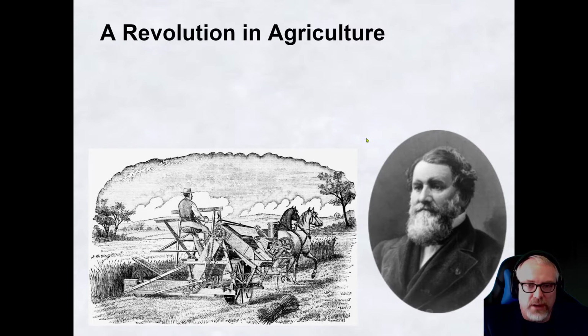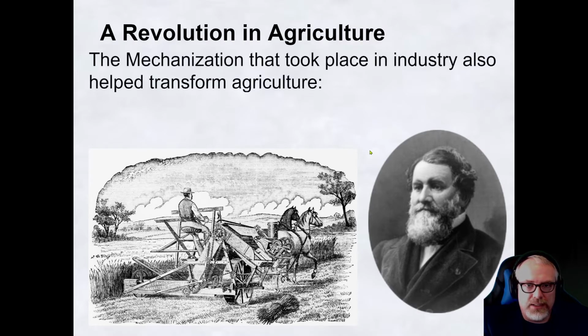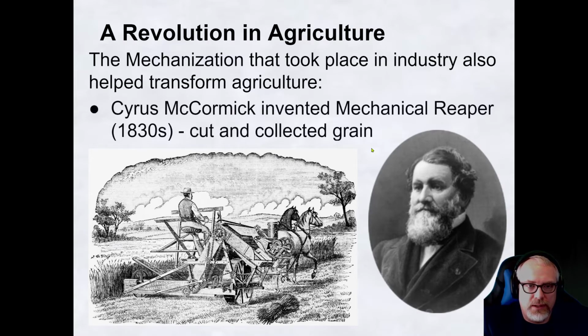So we also have a revolution in agriculture. So the mechanization that took place in industry also helped transform agriculture. So this is Cyrus McCormick, and he invented what's called the mechanical reaper. And what it does is it cuts down, so that's what this is, the blade. And then it collects the grain. So this thing spins the cut, and then you just bundle it up right here.